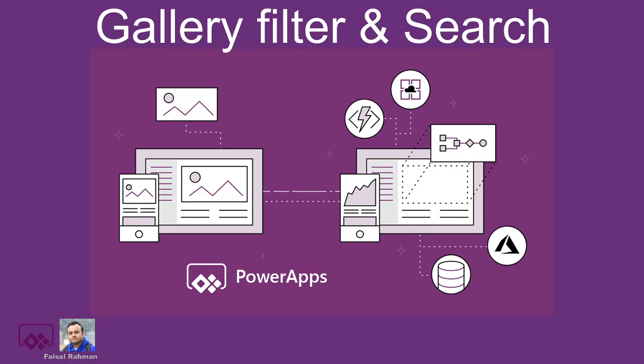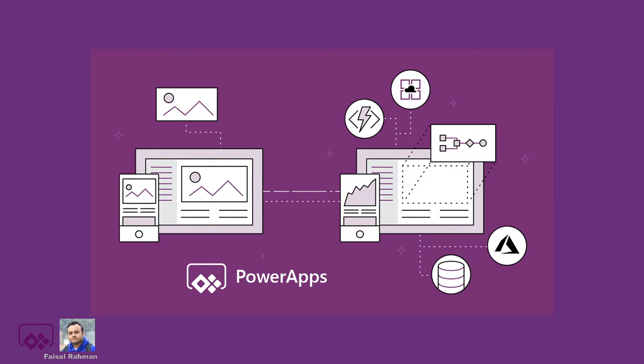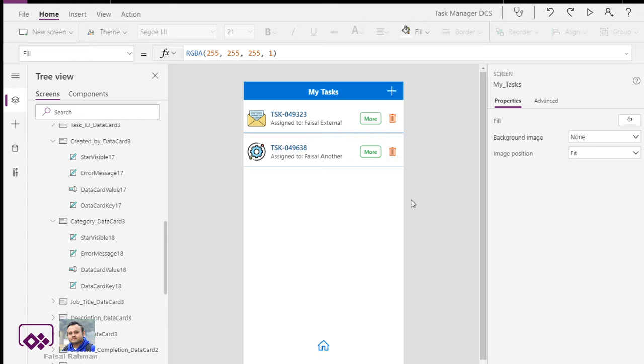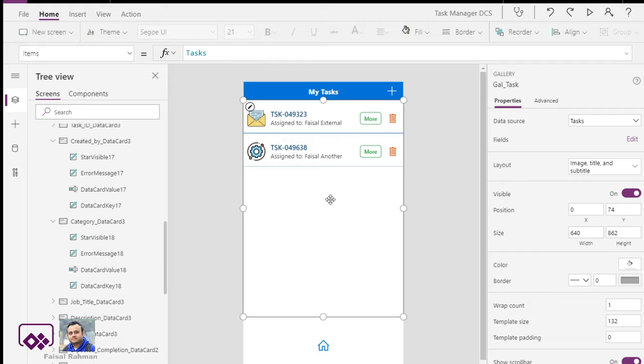Let's get started. In order to see how filter things work, we need to do something here on the gallery. We have created a gallery and this gallery is showing me data created inside our data sources. We are reading data from the task SharePoint list, and that is showing me all the data here, but this is not our purpose.